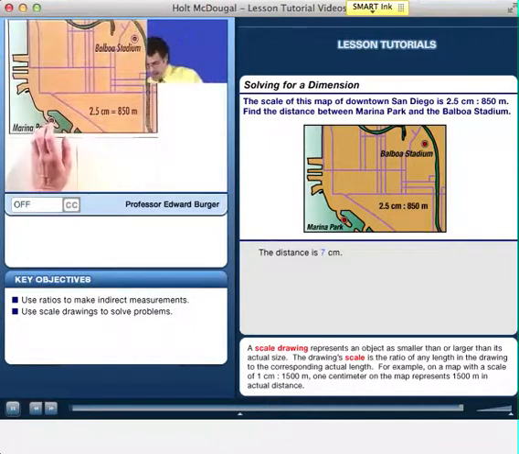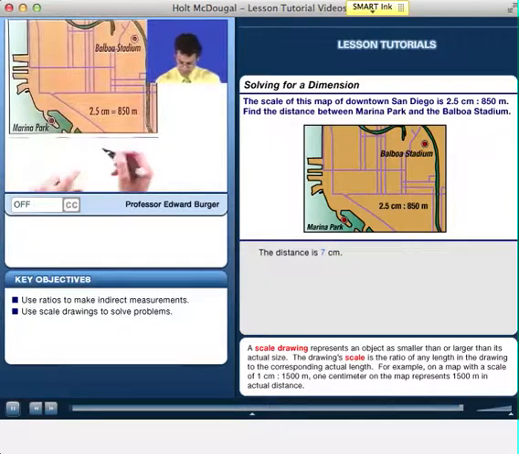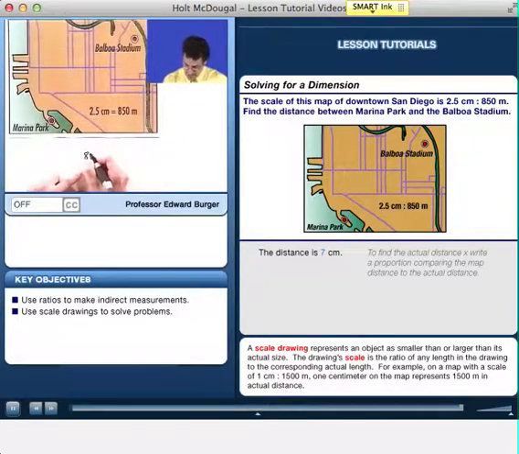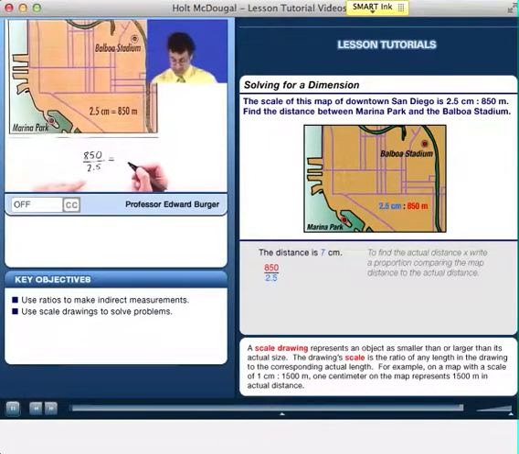Now, how do we convert that? Well, I use this conversion. And so what I say is 850 is to 2.5 as our actual distance, which I don't know, I'll call that x, is to what we just measured, 7. So let's look at how I set this up. Here is meters to centimeters: meters, we don't know what it is, but centimeters we know to be 7. So now the question is, what's x?